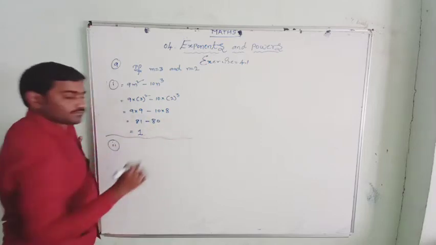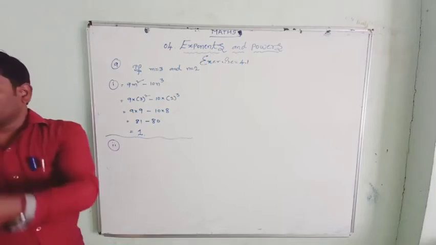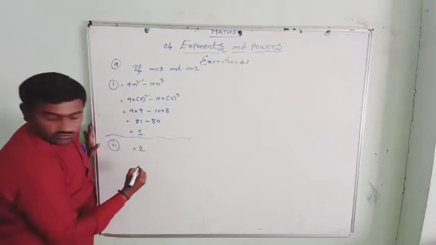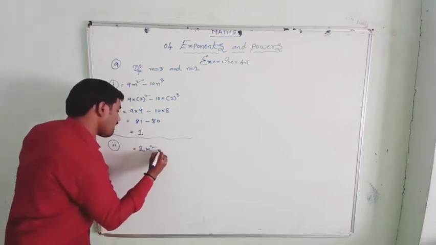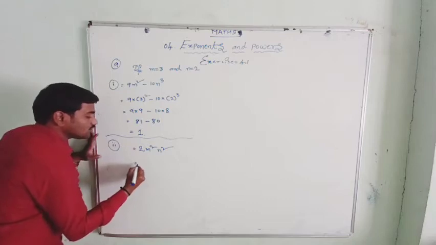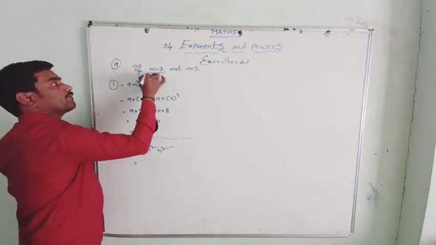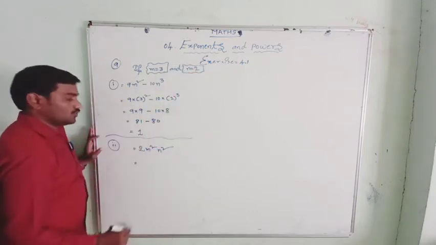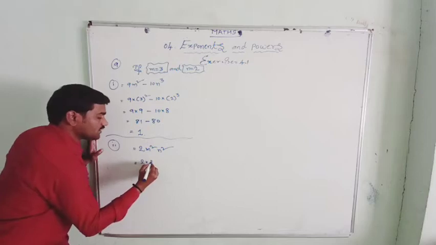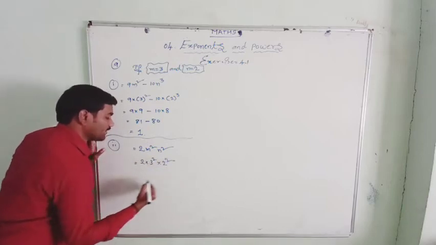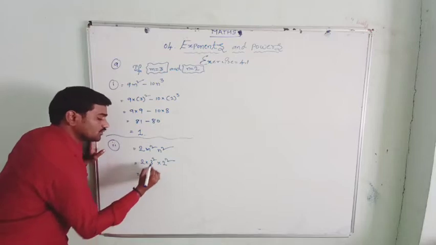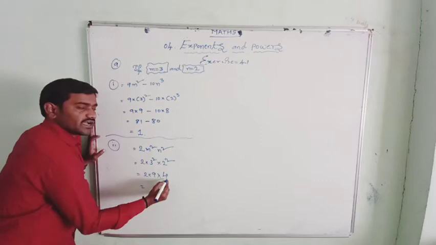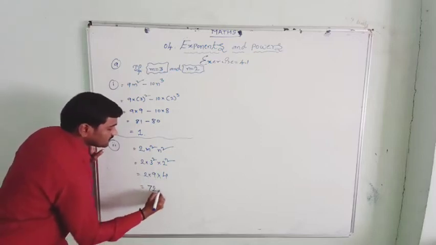Then the second question is 2m squared n squared. We know the values here: m equal to 3 and n equal to 2. So 2 into m squared, that is 3 squared, into n squared, that is 2 squared. 2 into 3 squared, value 9, into 2 squared, value 4. 2 4s are 8, 8 9s are 72.